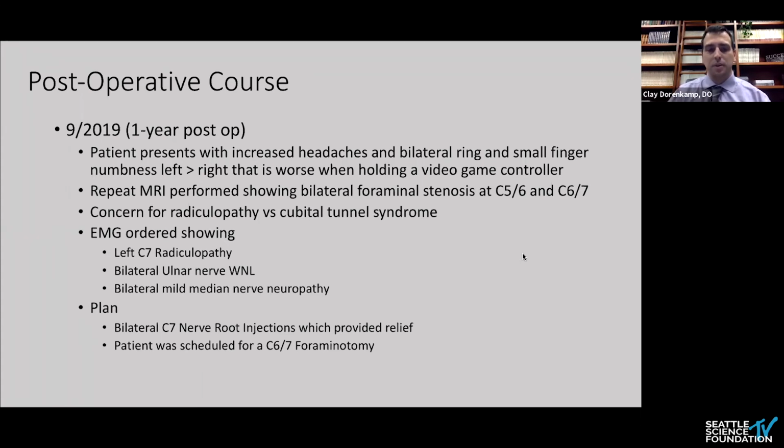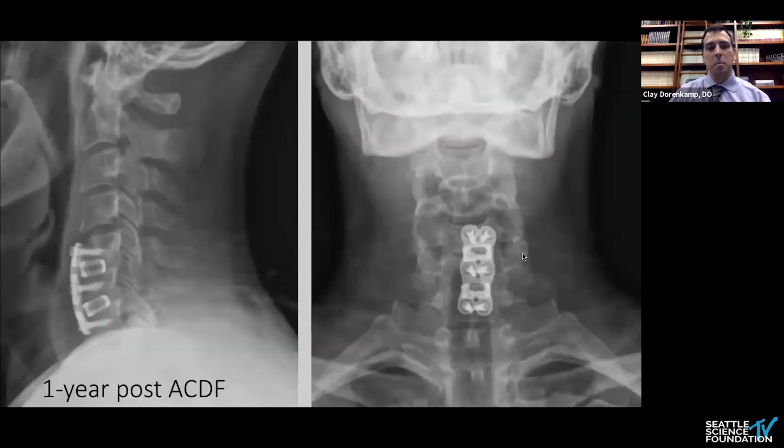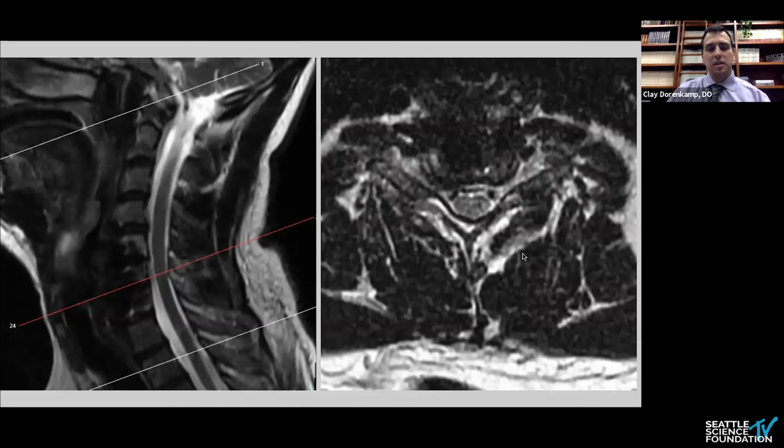But an MRI was performed showing bilateral foraminal stenosis at C5-6 and C6-7 and concern for radiculopathy versus cubital tunnel. An EMG was ordered and it showed a left C7 radiculopathy with normal ulnar nerves bilaterally. The plan at this point was bilateral C7 nerve root injections, which did provide relief, and the patient was scheduled for a bilateral C6-7 foraminotomy. These were his x-rays at 1 year post-op showing subsidence of the cages, but overall I think he did achieve union. This was his MRI at that point. I don't think the axial that I captured does a good job showing the bilateral foraminal stenosis.